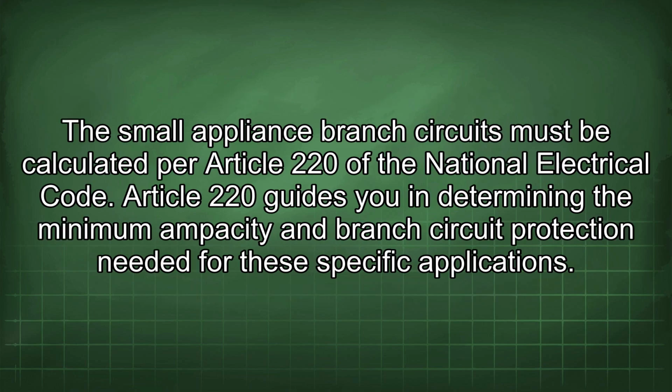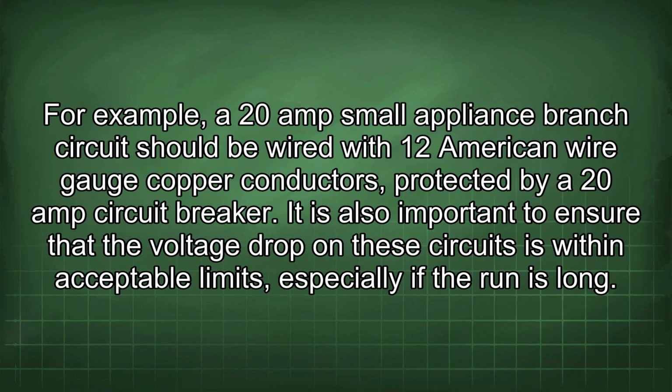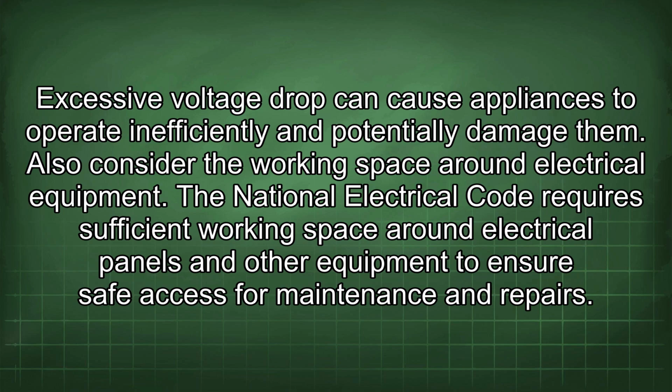The small appliance branch circuits must be calculated per Article 220 of the National Electrical Code. Article 220 guides you in determining the minimum ampacity and branch circuit protection needed for these specific applications. For example, a 20 amp small appliance branch circuit should be wired with 12 American wire gauge copper conductors, protected by a 20 amp circuit breaker. It is also important to ensure that the voltage drop on these circuits is within acceptable limits, especially if the run is long. Excessive voltage drop can cause appliances to operate inefficiently and potentially damage them.